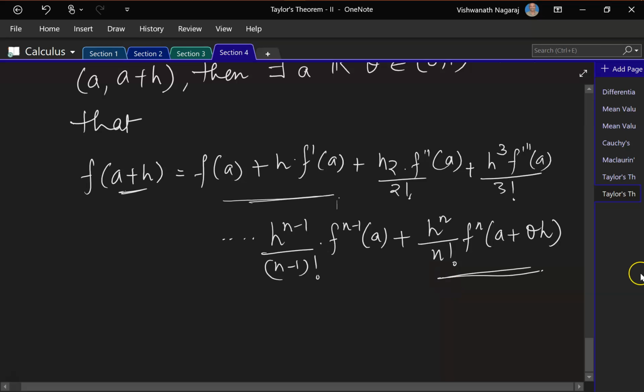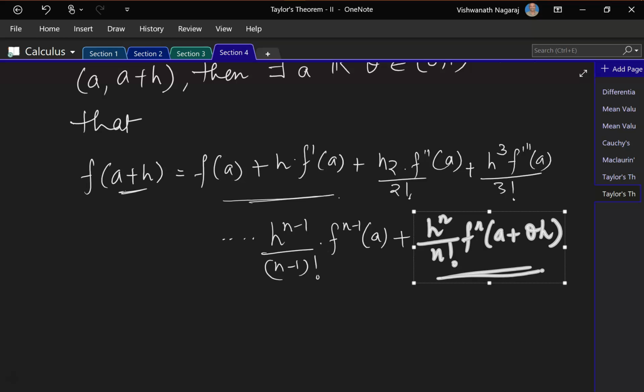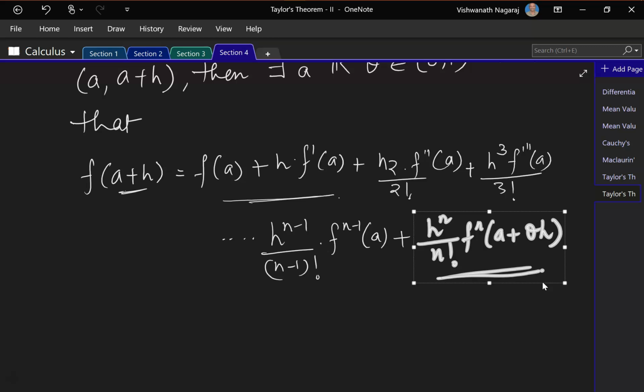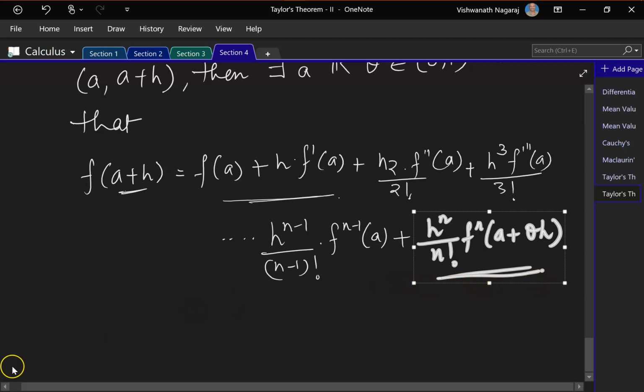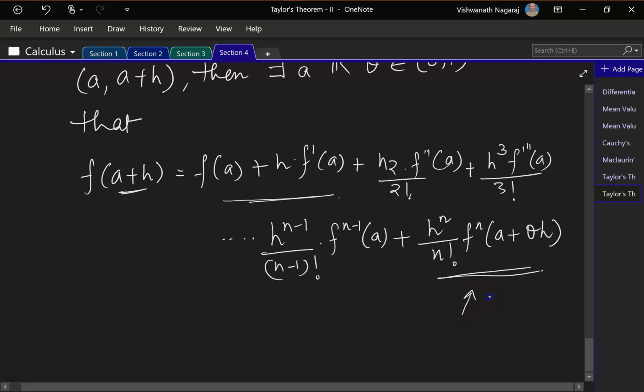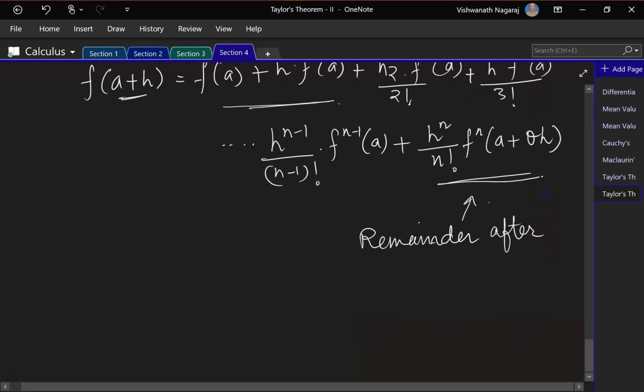So this term actually gives us the remainder part. Remainder to what? Remainder to the perfect matching of the curve. Because of this remainder only, the curve doesn't match. Okay, so now this is called the remainder after n terms in Taylor's theorem.